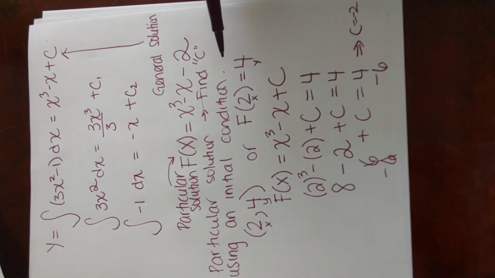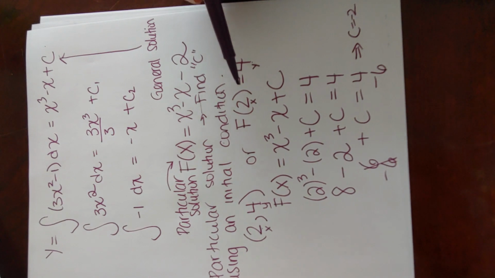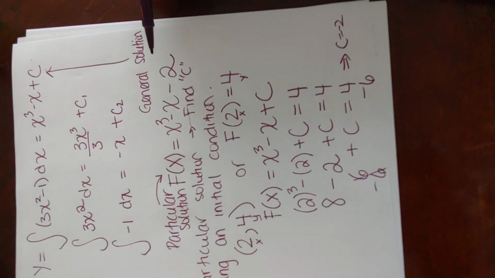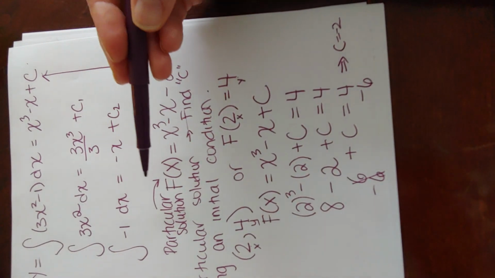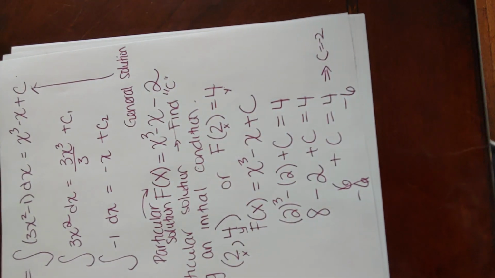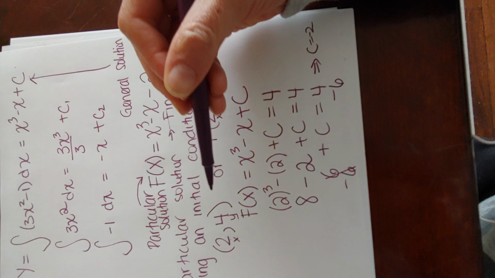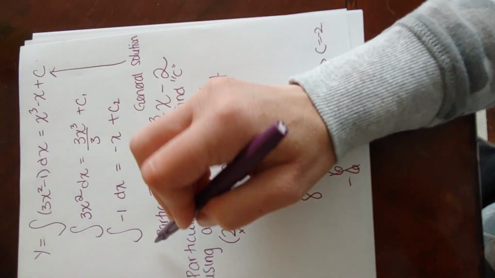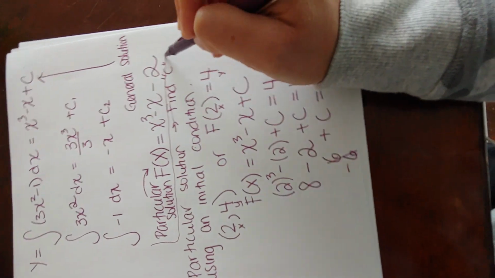So you can imagine that if I change my initial conditions, I'm going to get a different c value, and that would be a particular solution for another set of initial conditions. But for these initial conditions, f of 2 is equal to 4, this is my particular solution.